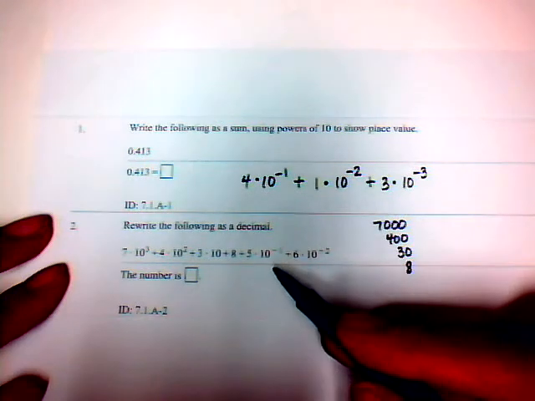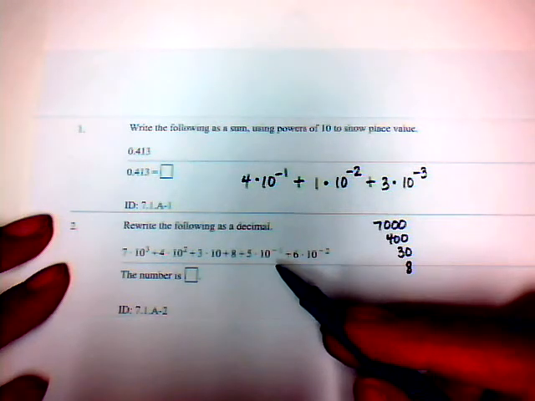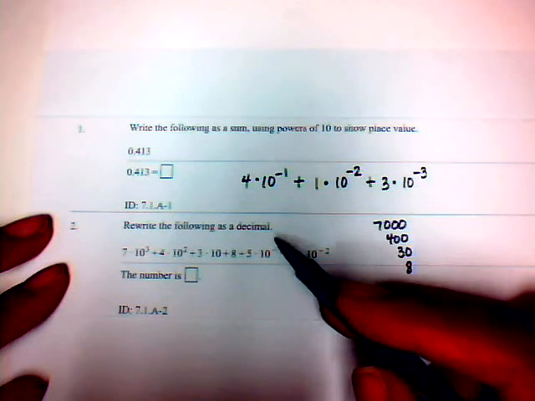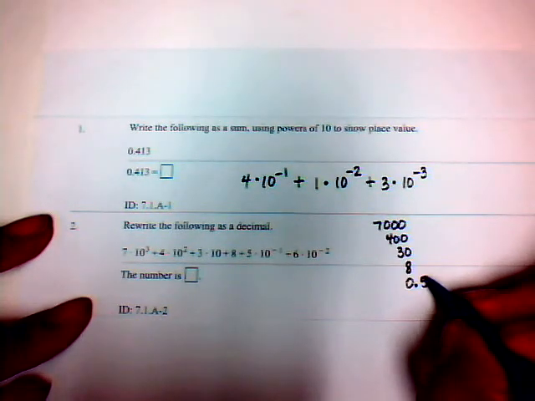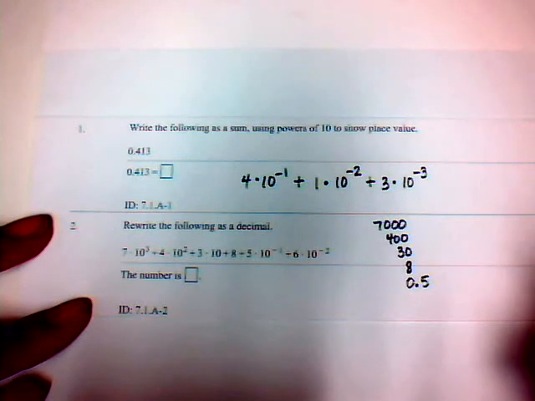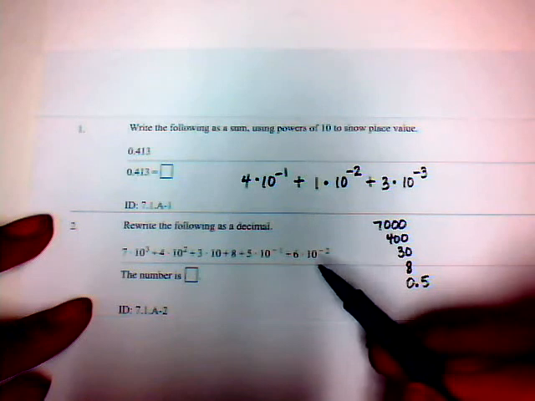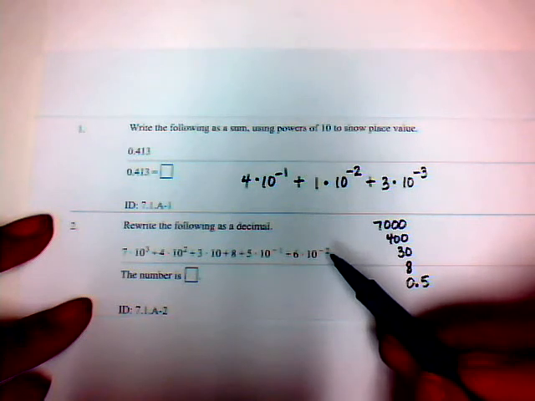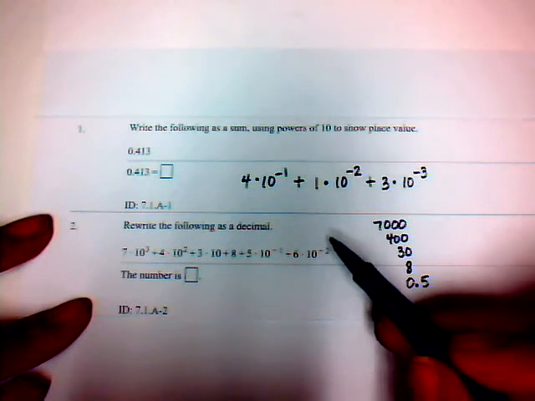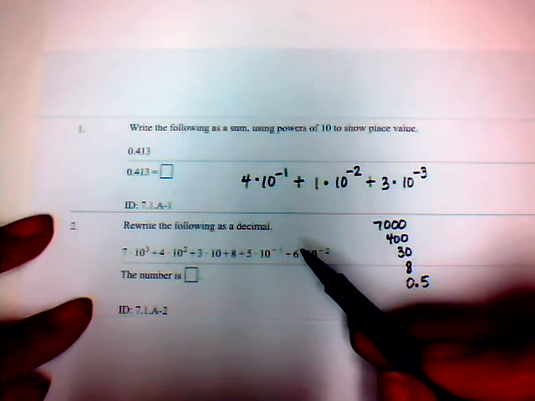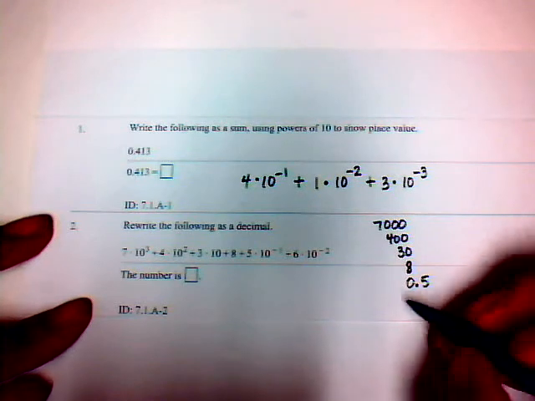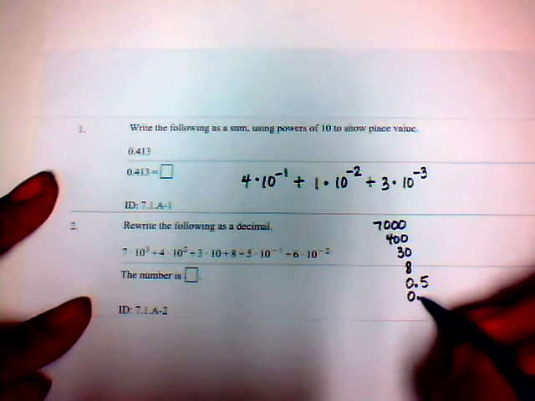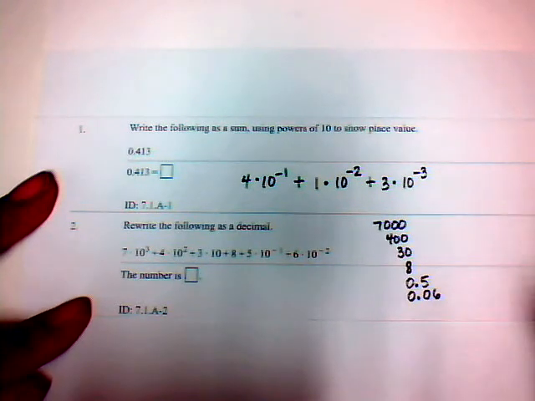Now for 5 times 10 to the -1 power. The 10 to the -1 tells me that the 5 is going to be in the tenths place, which is one number behind the decimal point. So it's going to be 0.5. 6 times 10 to the -2nd means that the 6 is going to be in the hundredths place, which is the second place value position after the decimal point. So we'll write this as 0.06.